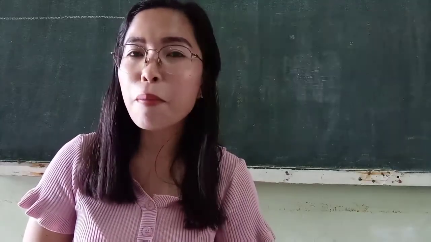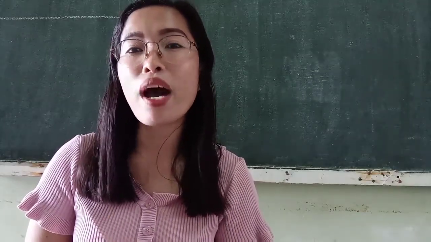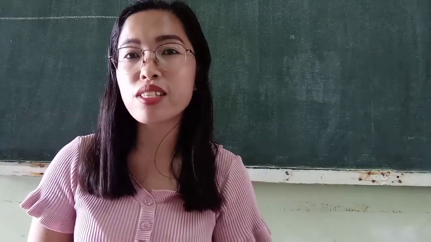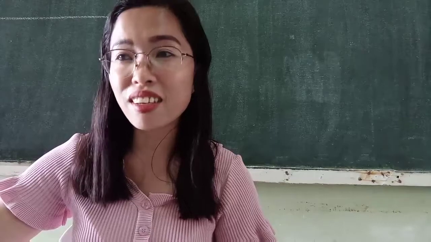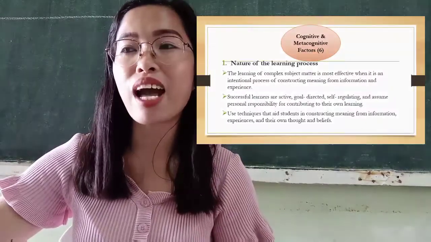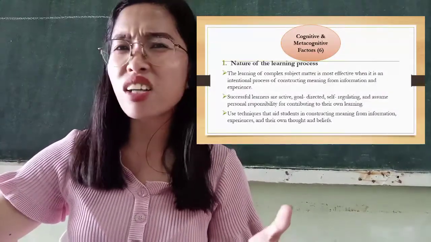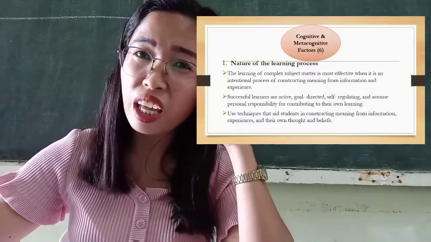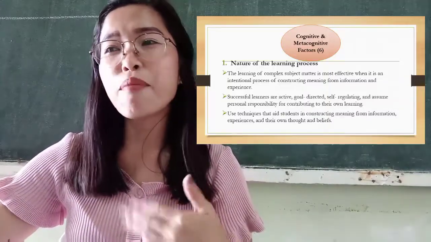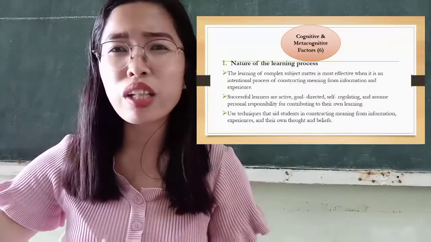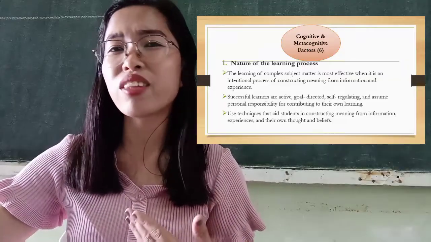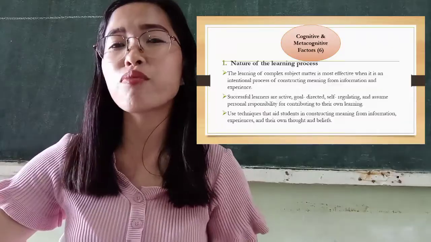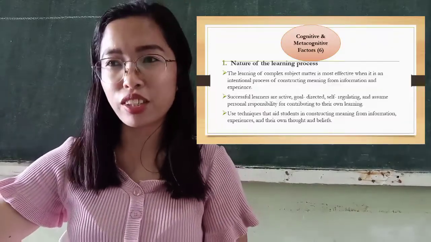Okay, so this time, we will discuss one by one each principle under each category. The first category is cognitive and metacognitive factors. When we say cognitive, it pertains to the brain, our mind, and metacognitive, how do we learn on our own? How do we think about thinking? So the first principle is the nature of the learning process.